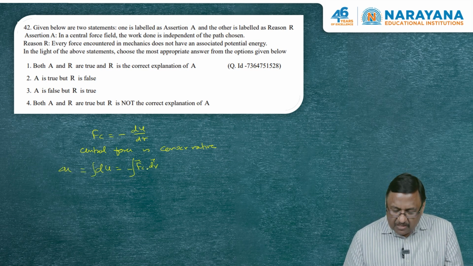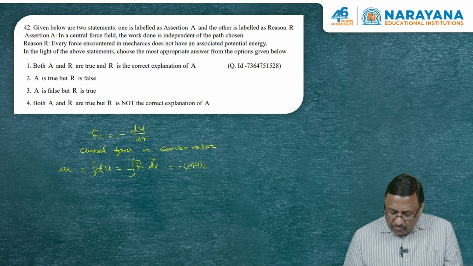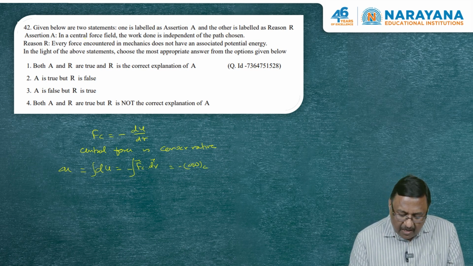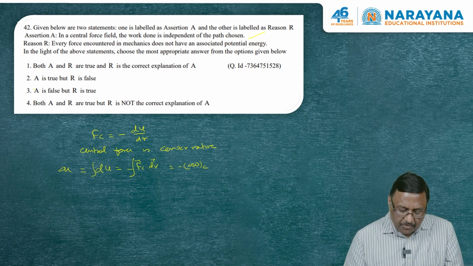Negative of the change in the potential is the work done. So if I write this is my work done, I can write minus delta U in this manner. So the work done by the conservative force is independent of path. That means here, in a central force field, the work done is independent of the path chosen is correct only. That means A is the right option.